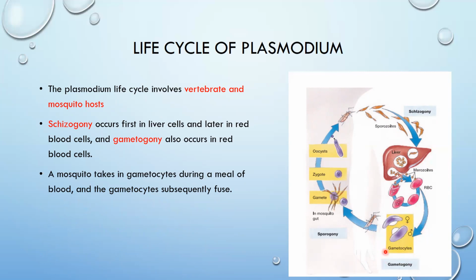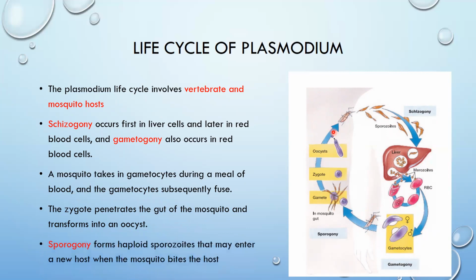Now these gametocytes are engulfed by the mosquito when it bites a vertebrate host. The zygote penetrates the gut of the mosquito and transforms into an oocyst. So this one is the gametogony. Now we're moving towards the sporogony. In the sporogony, the haploid sporozoites are formed that are going to enter a new host by the bite of the infected mosquito.